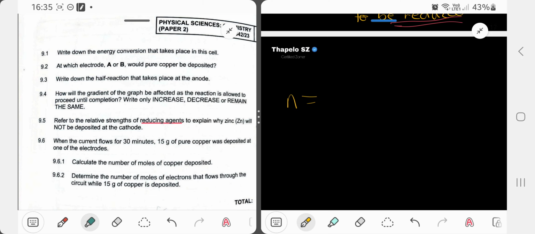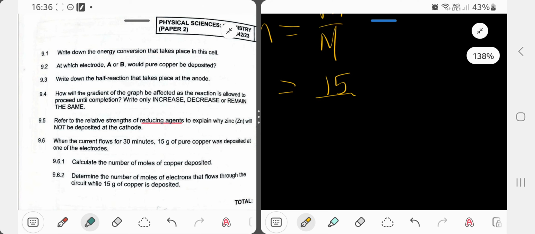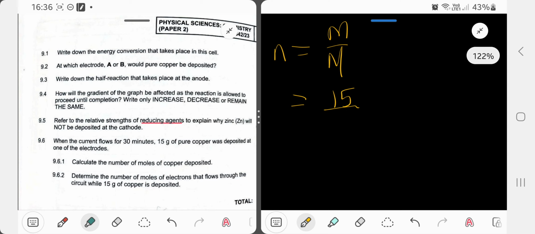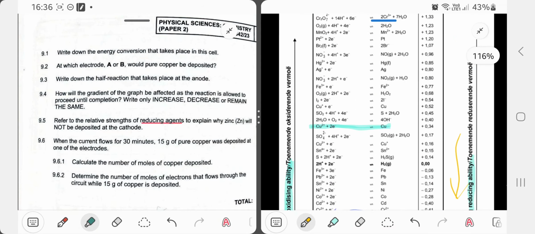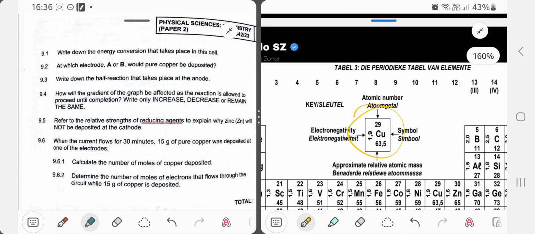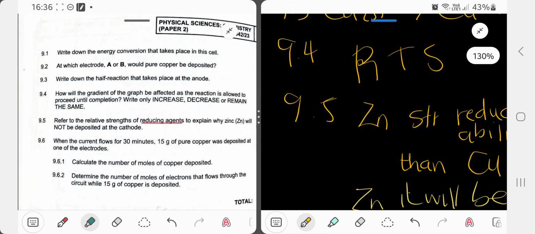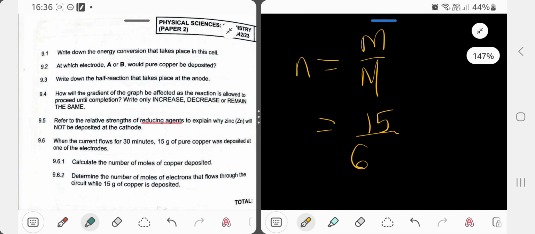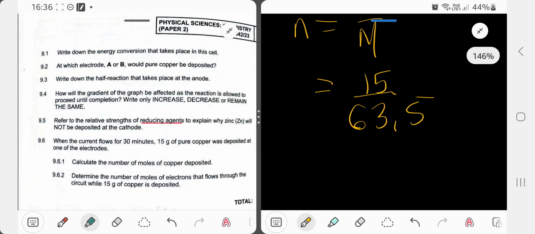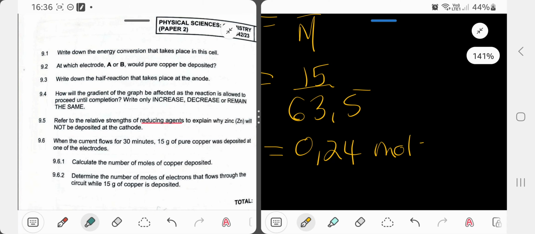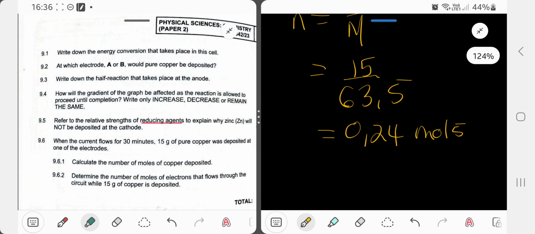The number of moles is equal to m over M. Remember the top one is the mass in grams, and the bottom one is the molar mass. So the mass in grams was 15, all over the molar mass. For the molar mass of copper, I have my periodic table somewhere. Let's use it here. We're looking for copper. They even use it as an example. So that's 63.5. And then I believe this is 0.24, rounded off to 2 decimal places, moles. So that's what is going to be deposited.